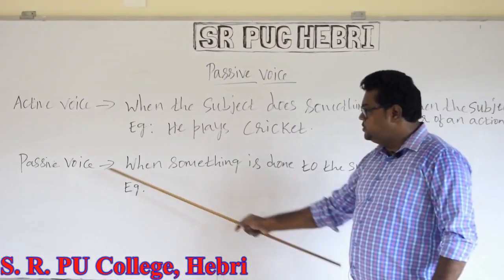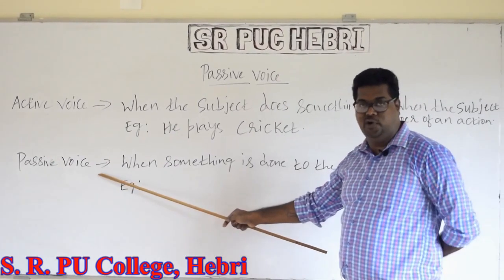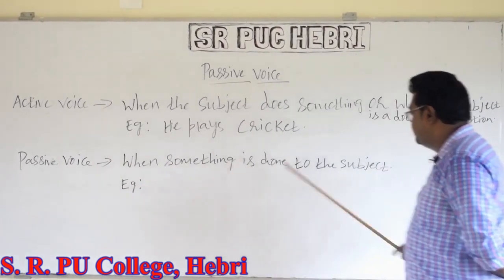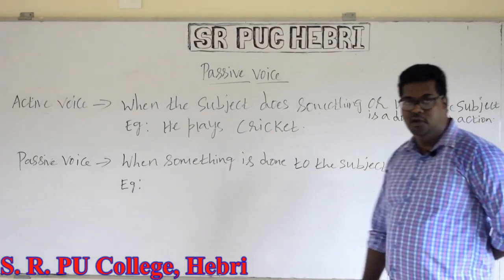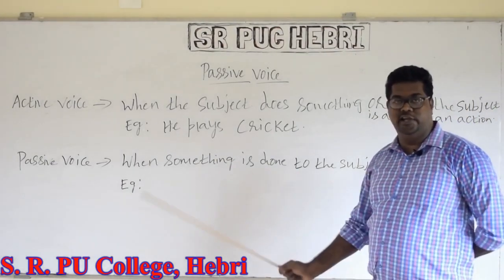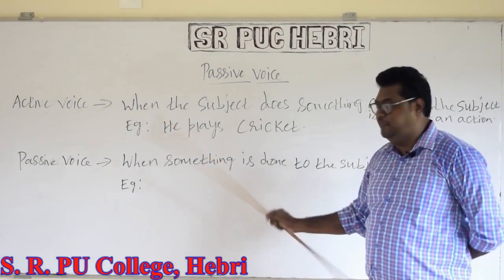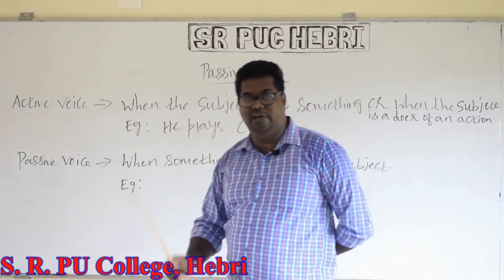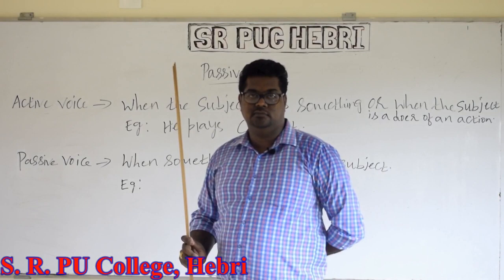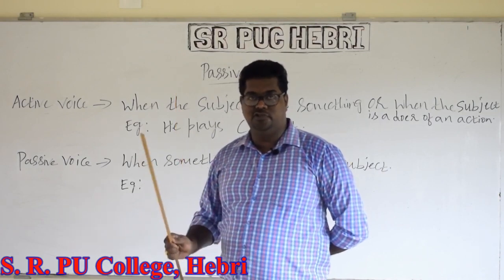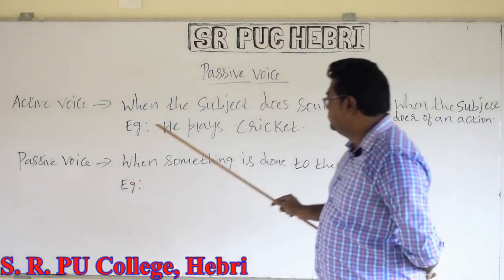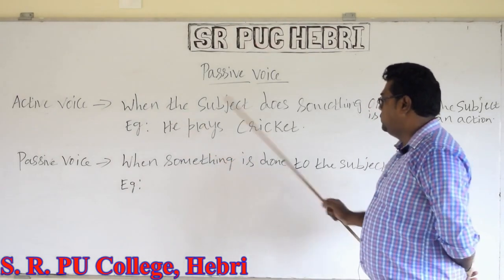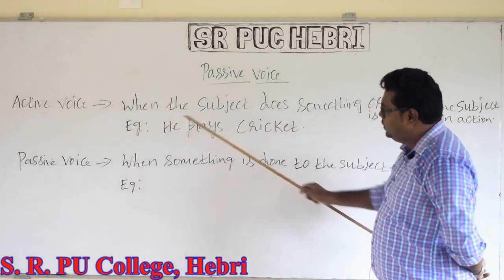Similarly, we can say a particular sentence is in passive voice when something is done to the subject. Now the most important question is how to change a sentence from active to passive voice. To change a sentence from active to passive voice, there are 5 important rules. The first and foremost rule is to interchange subject into object and object into subject.